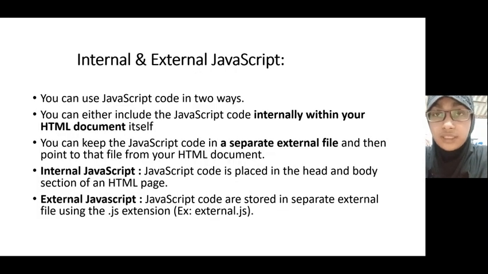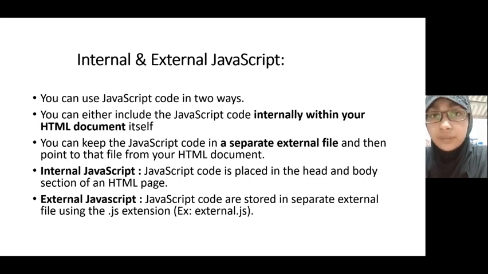Now we are going to discuss the types of JavaScript, that are the internal and external JavaScript. You can use JavaScript code in two ways, that is, internal and external JavaScript. You can either include the JavaScript code internally within your HTML document itself, or you can keep the JavaScript code in a separate external file and then point to that file from your HTML document, by using the source attribute, or we place the link in the head section of the HTML file.